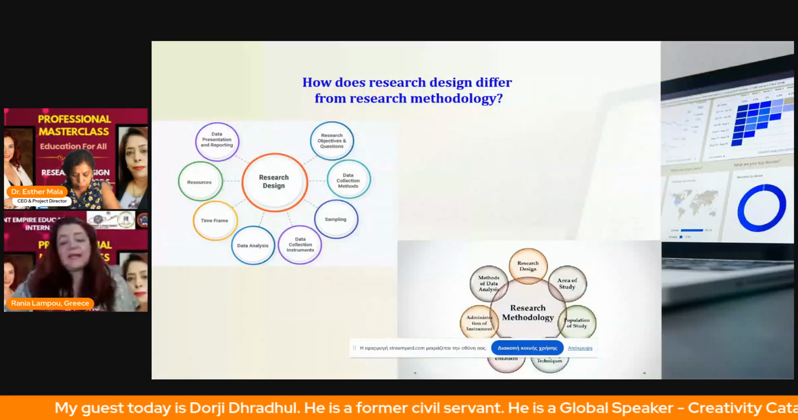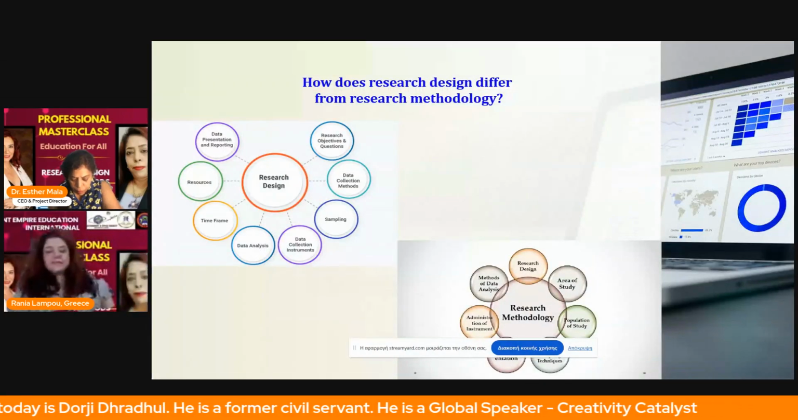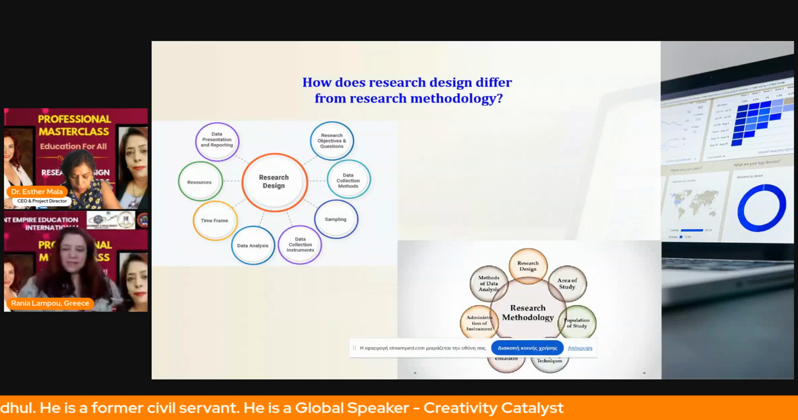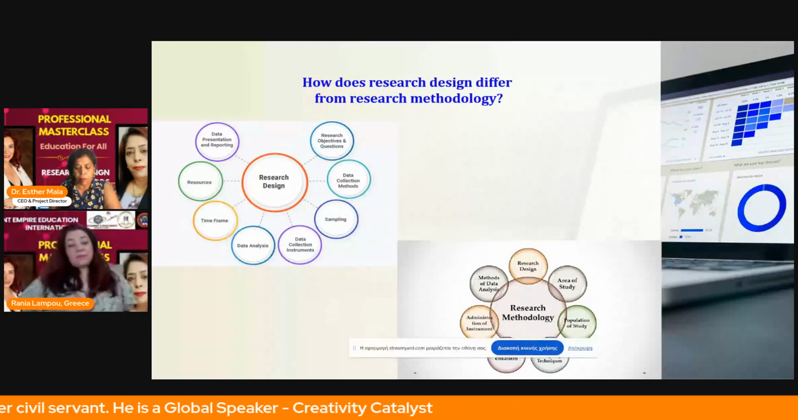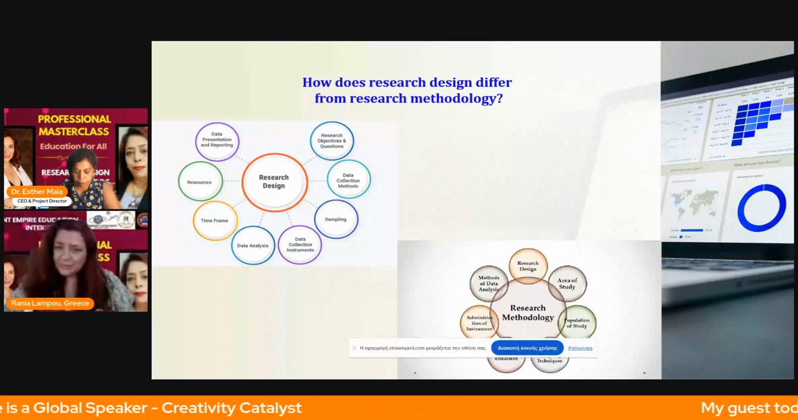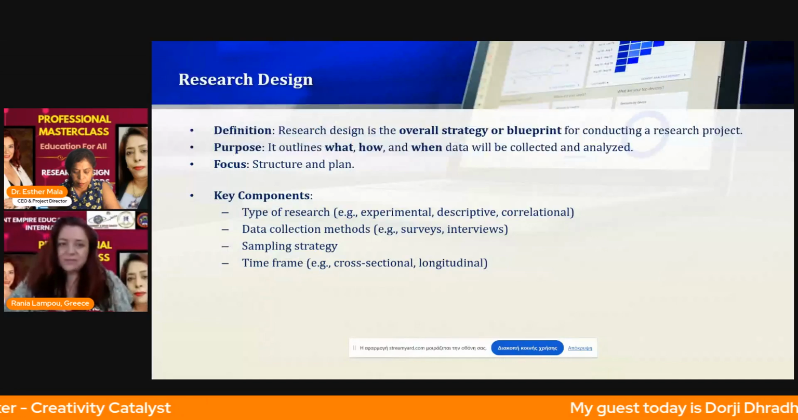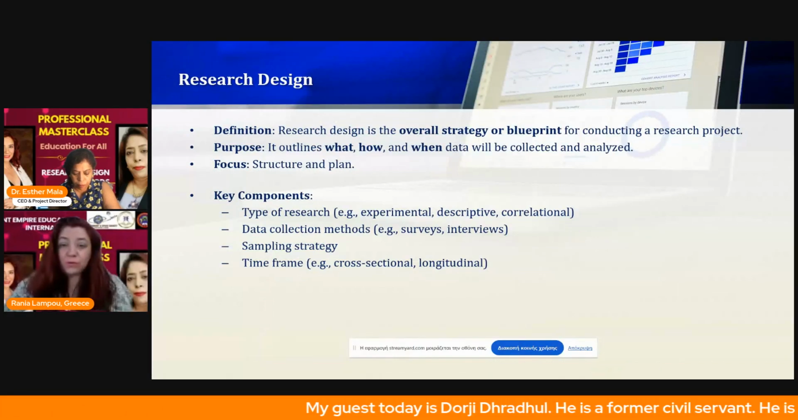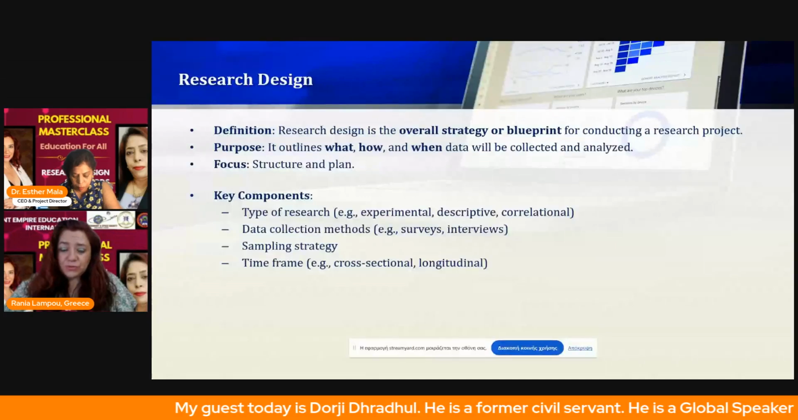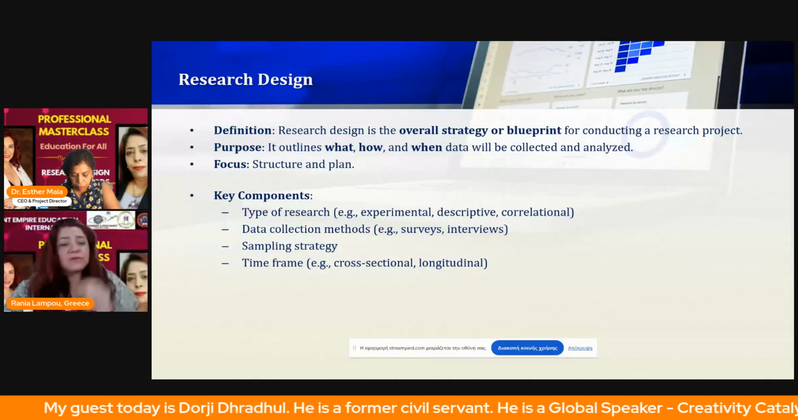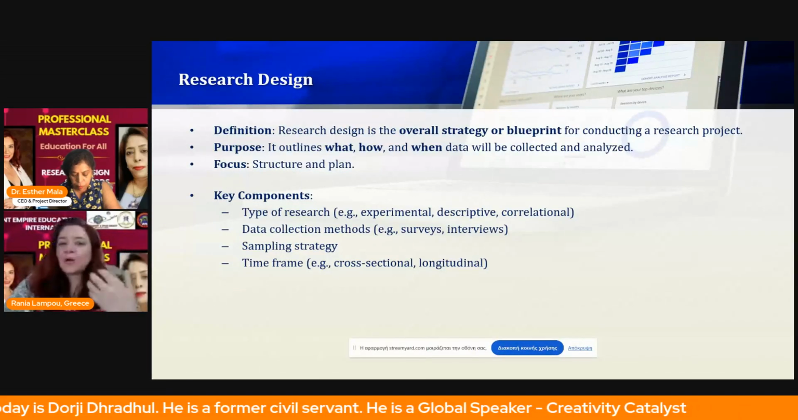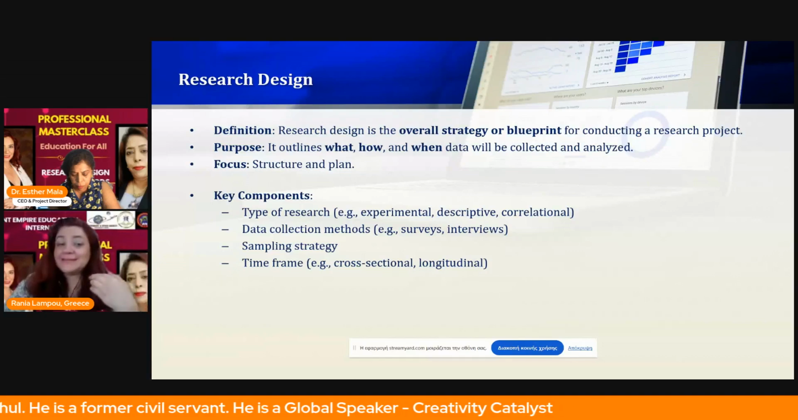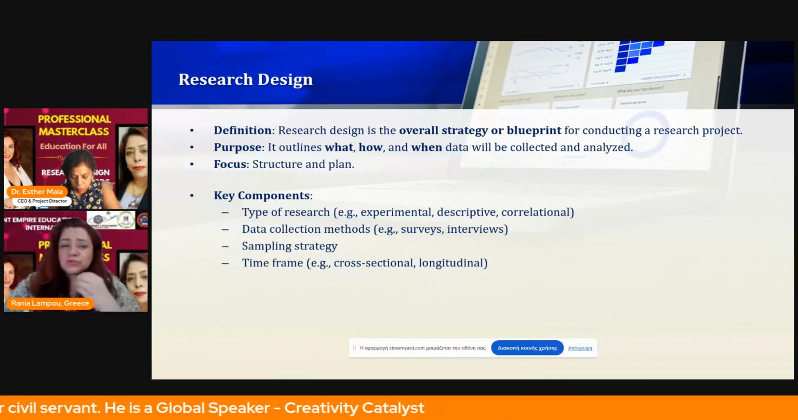Now, we need to clarify the difference between research design and research methodology. So what is the difference? The research design is the overall strategy or blueprint for conducting a research project. So this actually highlights what, how, and when data will be collected and analyzed. It focuses on structure and plan.